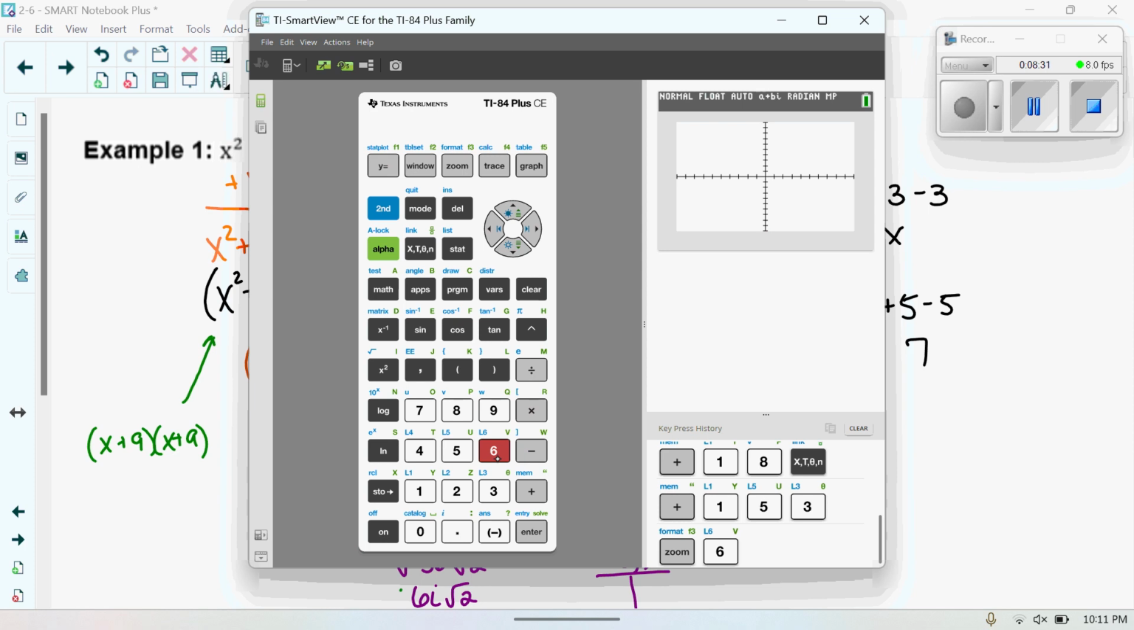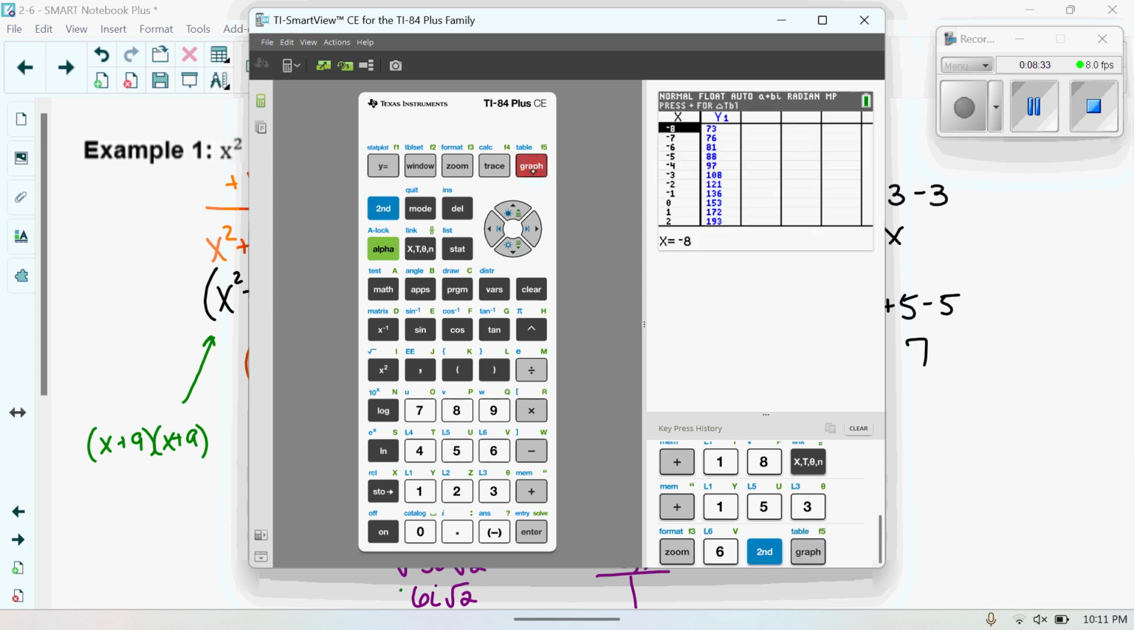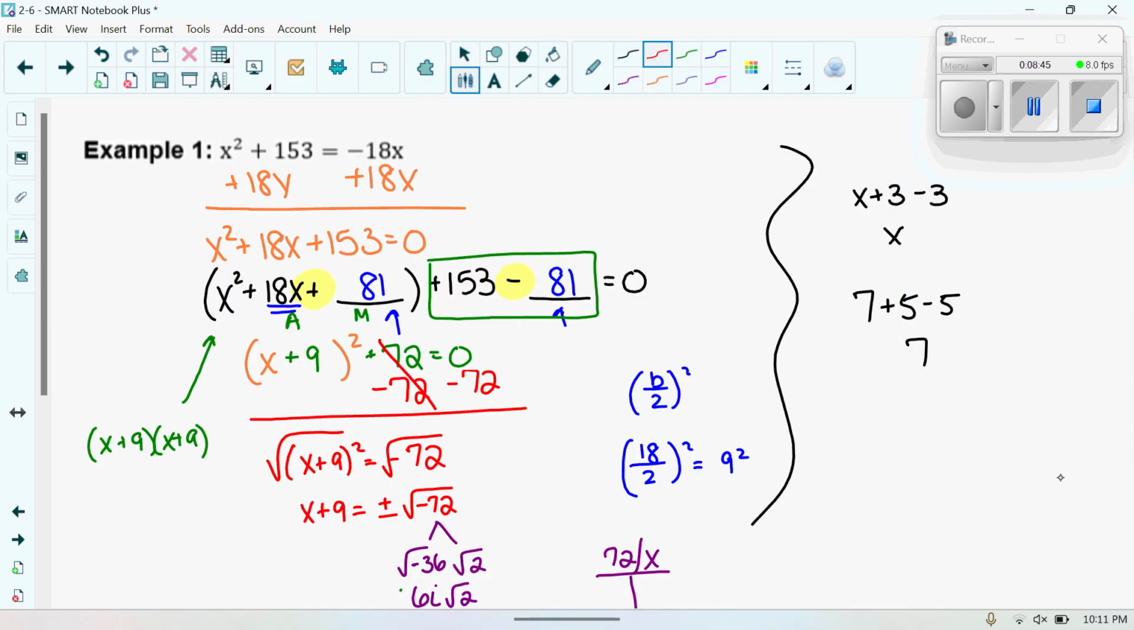It doesn't graph anything for me. I can go to my table. I'm looking. I don't see any zeros. So that means it doesn't touch the x-axis. So I have imaginary solutions. So that means I should have i's in my answer. Let's take a look at one more together.